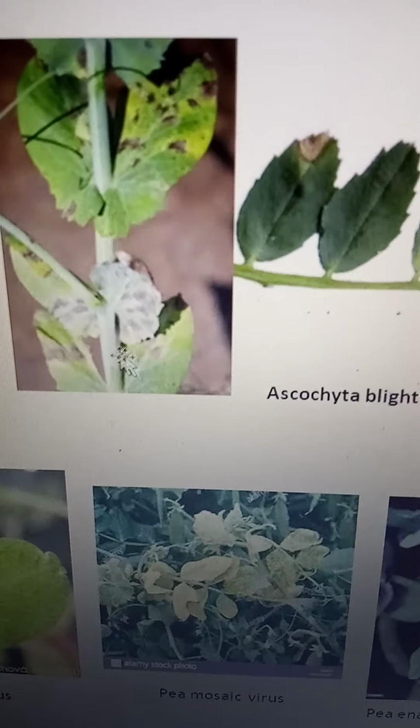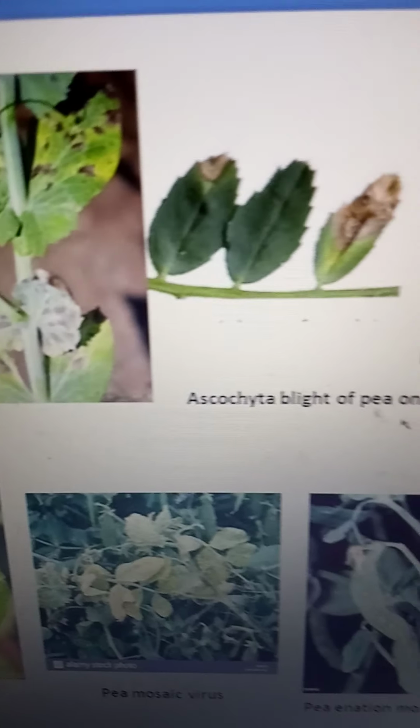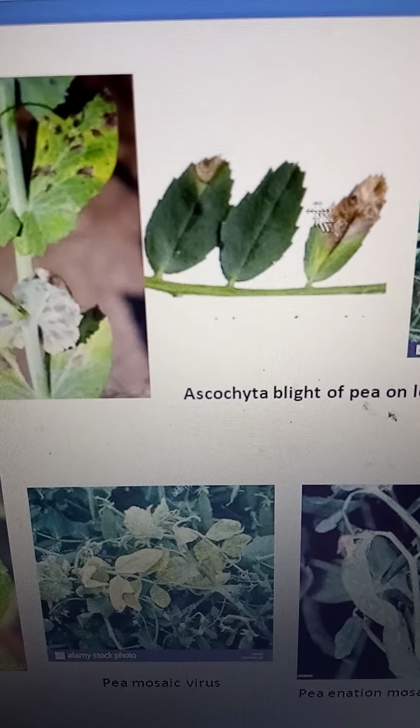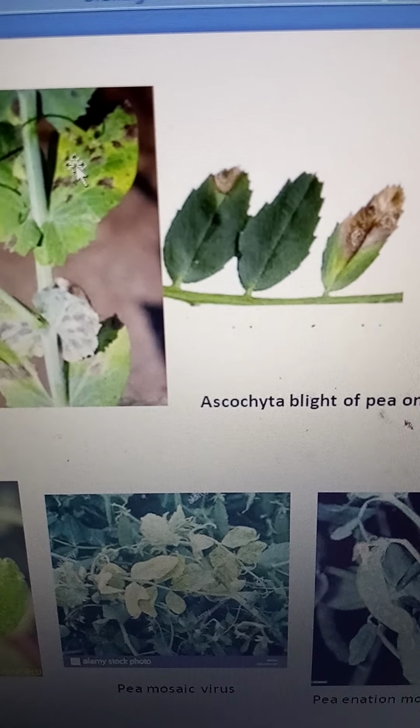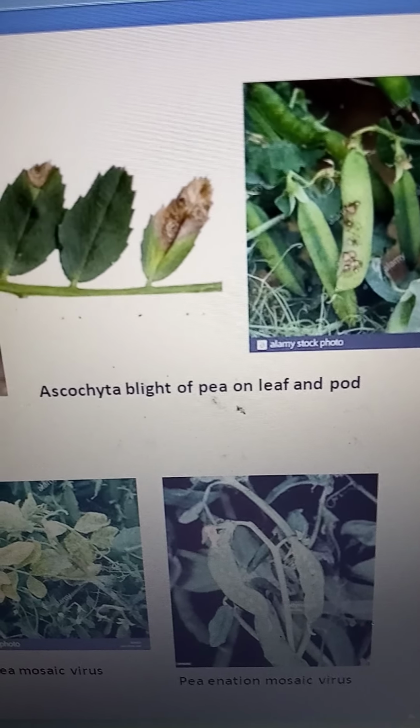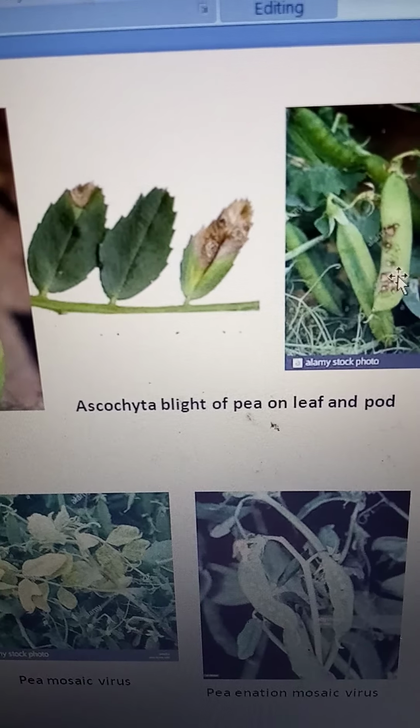And this is ascochyta blight of pea. This is caused by Ascochyta pisi. This is the formation of lesions on the leaf, and this is how ascochyta blight forms on the pod.